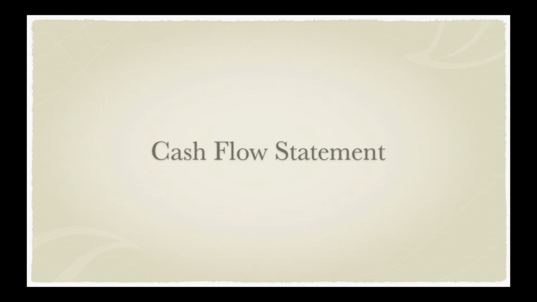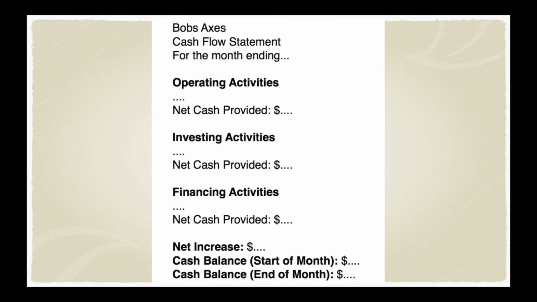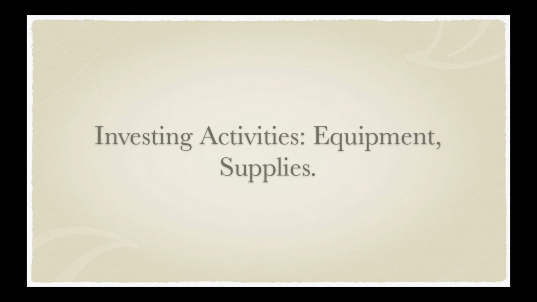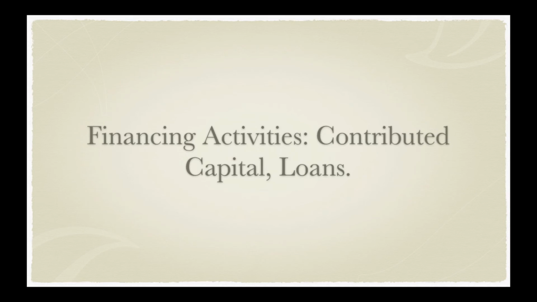Finally, the cash flow statement. This statement is useful in finding out where a company's money is being generated and where it is being lost. It looks at three types of activities: financing, investing, and operating. Financing activities are activities involved in the creation of a business, such as contributed capital, where the individual funds their business, or a loan from the bank.